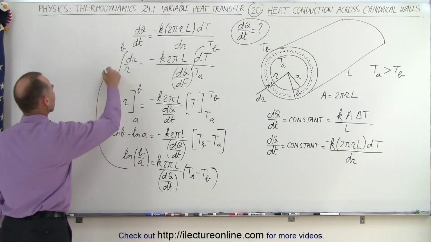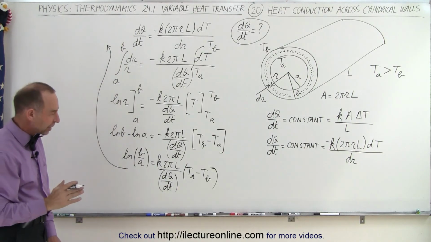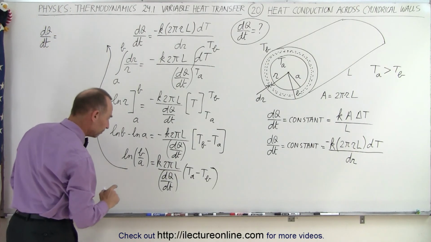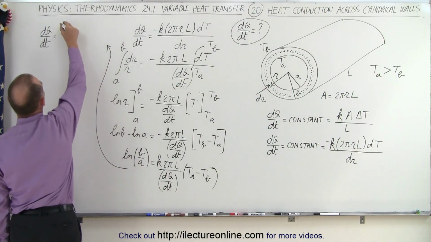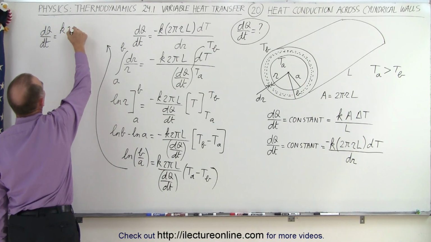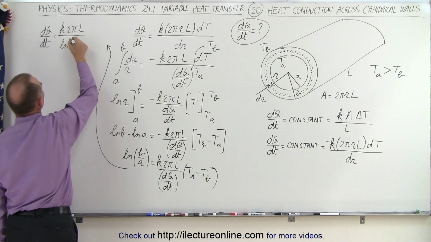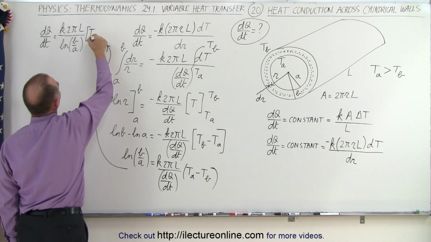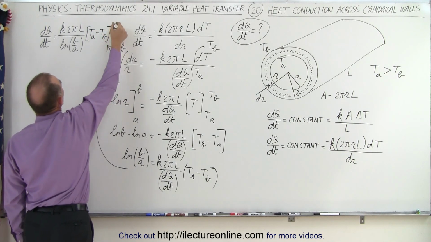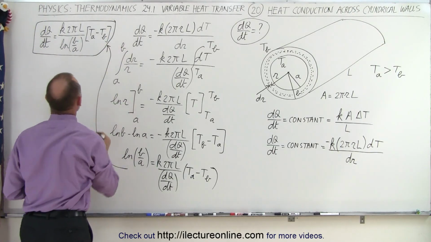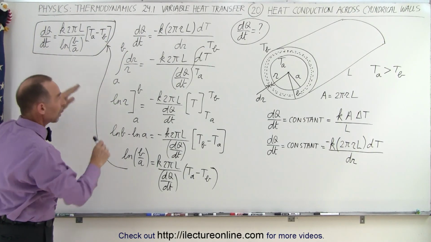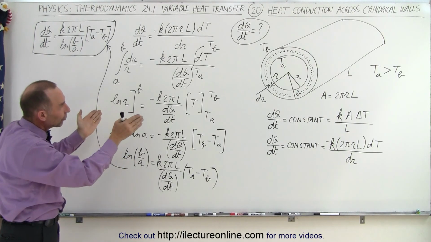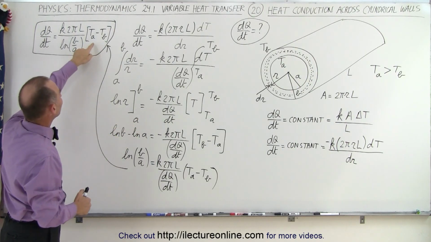And finally, again running out of board space here, I'm going to solve for dQ/dt. So on the left side we get dQ/dt is equal to, let's see how we can best write that. We'll write this as k times 2 pi L divided by the natural log of B over A times the difference in the temperature of Ta minus Tb. And this would then give us a nice general equation for the heat flow dQ/dt across a cylindrical shell around an inner temperature, and how the heat then flows to the outside, where we know the outer temperature, so we know the difference in temperature.